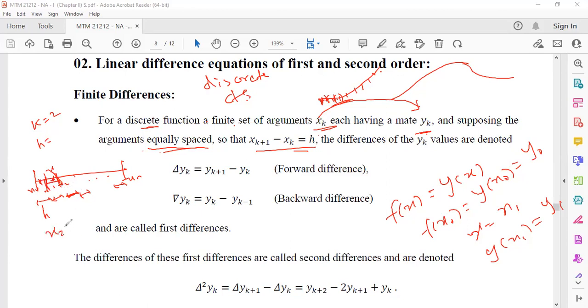So x2 minus x1, okay? So this will be h. Similarly, x4 minus x3 is also h. So each point is equally spaced. Between consecutive points, the difference is h. The differences of the yk values are denoted... okay, give me a second.